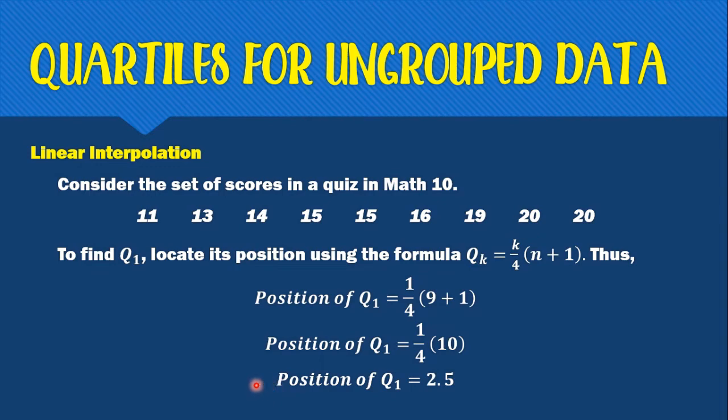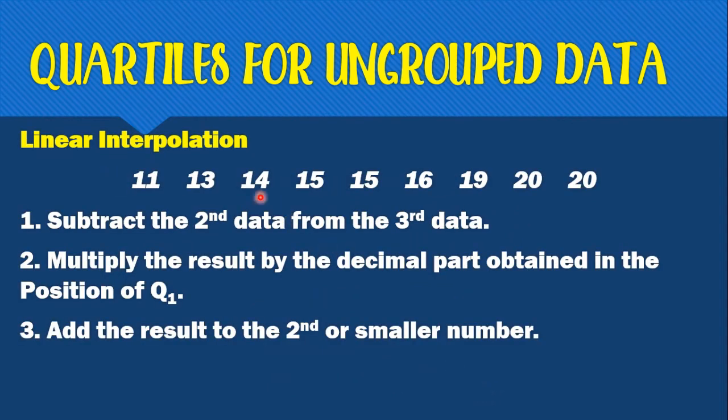But this time, we're not going to round up or round down. Since the result here is a decimal number, interpolation now is needed. For the linear interpolation, the first thing we have to do is subtract the second data from the third data. Why is it second and third data? We obtained 2.5 a while ago in the position of Q sub 1. So our 2.5 is between the second and the third data. Among these numbers in arranged data, our second and third data will be 13 and 14.